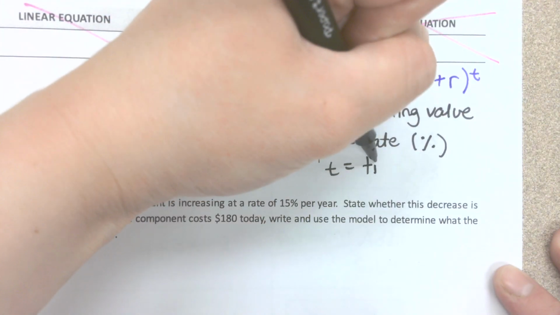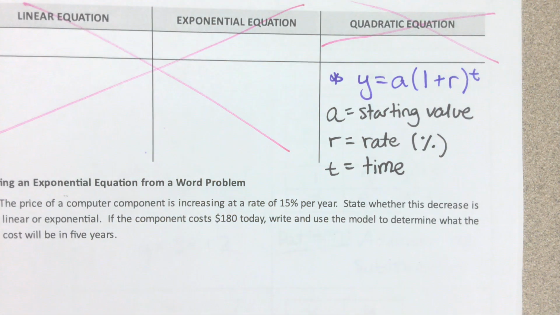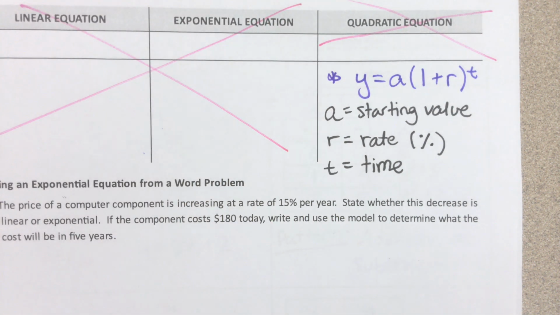Lastly, T just stands for time. And this is a very general term. It can represent days, months, weeks, years, hours, minutes. It just depends on the problem. You have to know this criteria so you know what you're looking for in the problem.